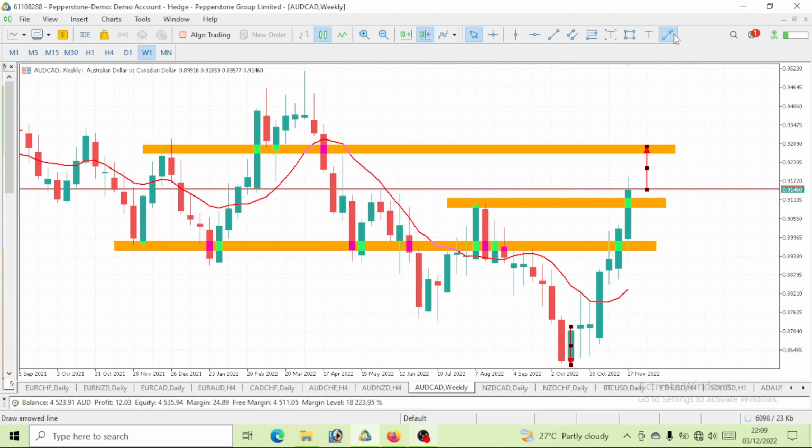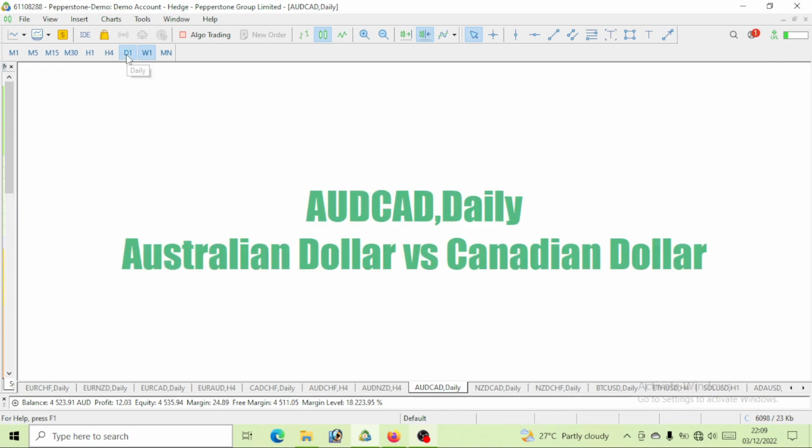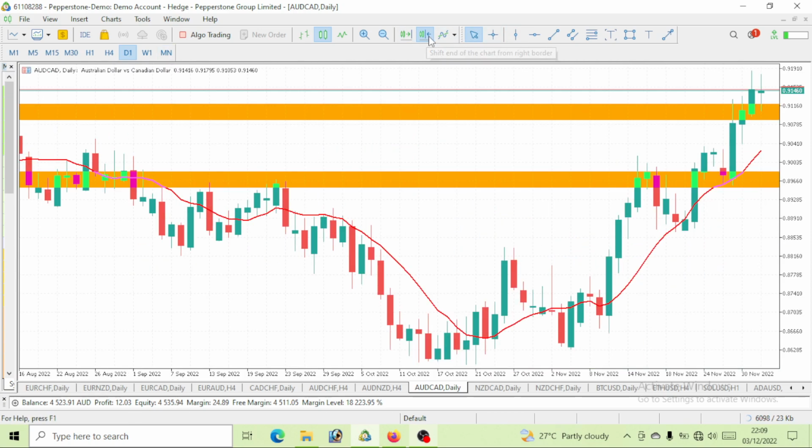Maybe then, after price has taken out this level, we might start getting that drop. But before that, we will see this AUD/CAD actually come to take out this level. So this week also, we are expecting a bullish move on AUD/CAD. So that should take us to the daily time frame.